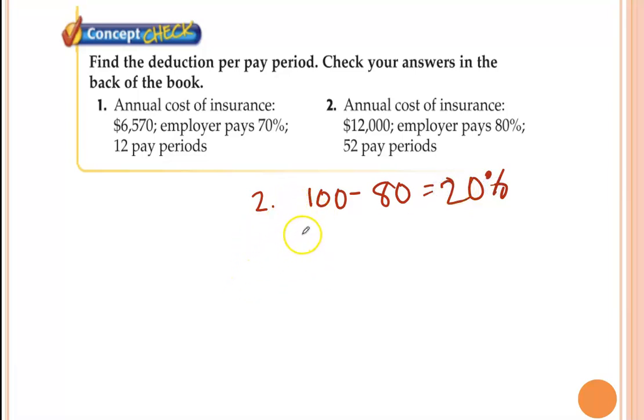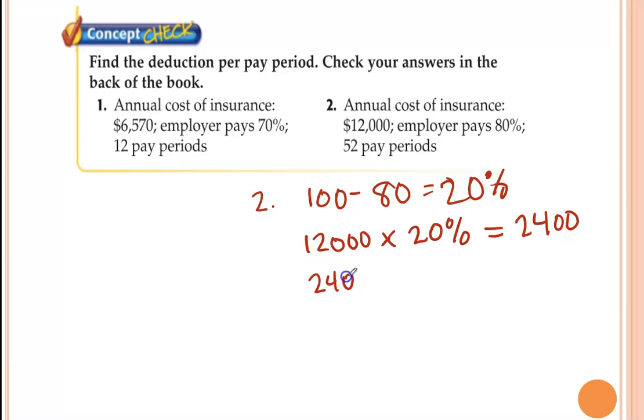Step number 2, I take the annual amount and I multiply it by how much I pay from step number 1. And again, then I would get 2,400. Then I take that amount and I divide by 52, the number of pay periods, and I'd get $46.15. That's how much is going to be taken out of every pay period.